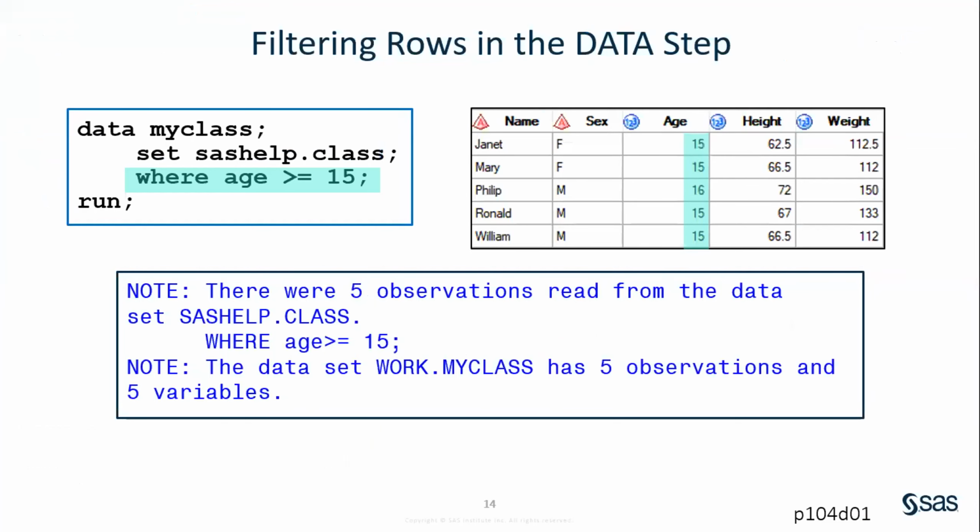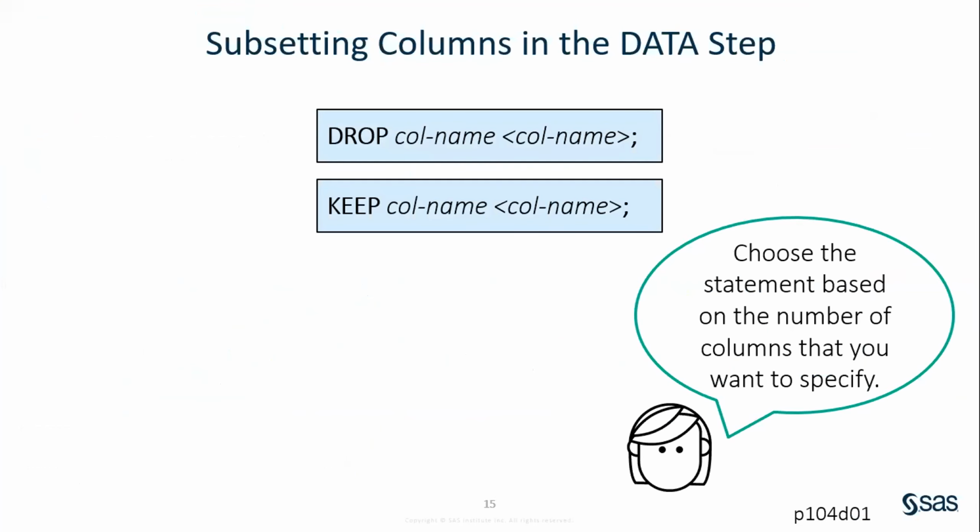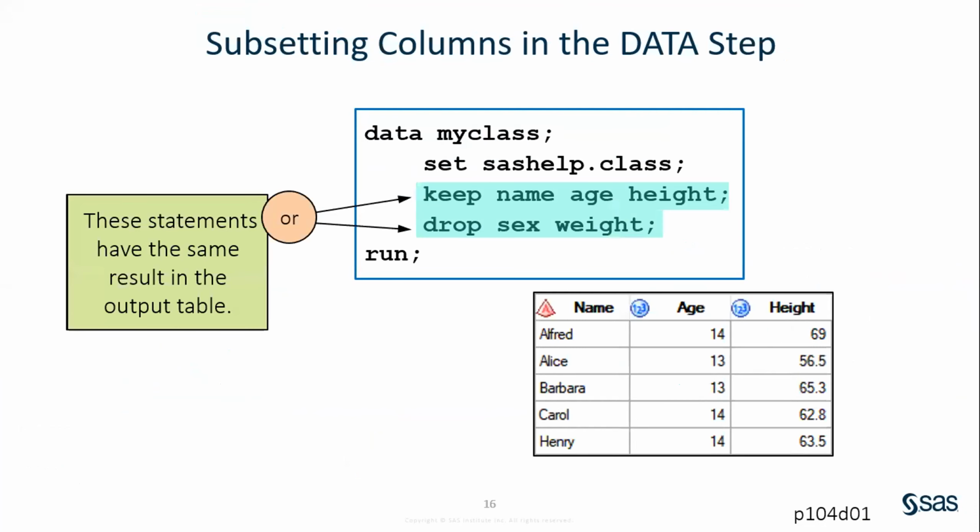All right. So this was all about your drop and keep statement. It's like subsetting the columns. So choose the statement based on the number of columns that you want to specify. Either you write keep or drop. If you have a huge list of columns to keep, instead of typing those columns, you write drop for the ones you do not want. Any which way, it is only going to select those columns which are needed.